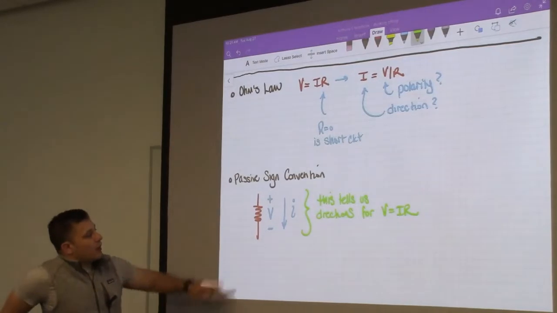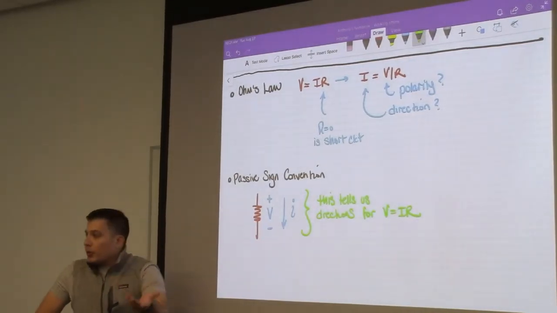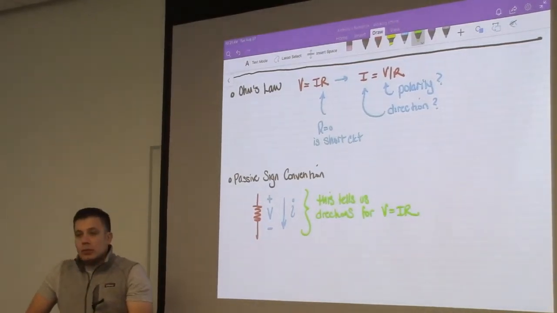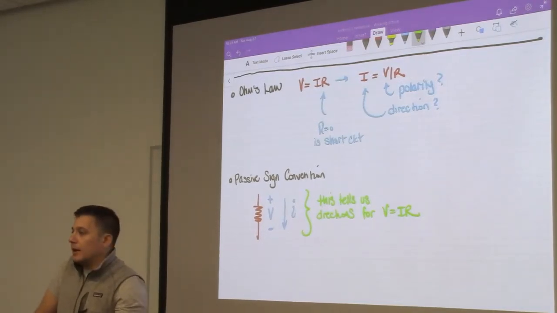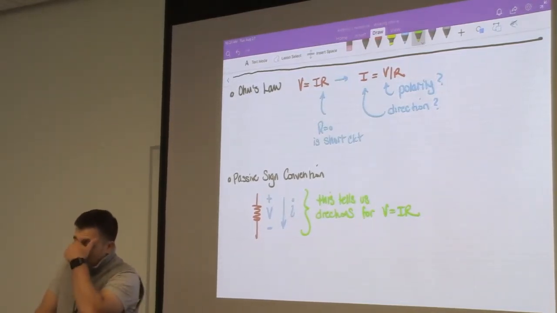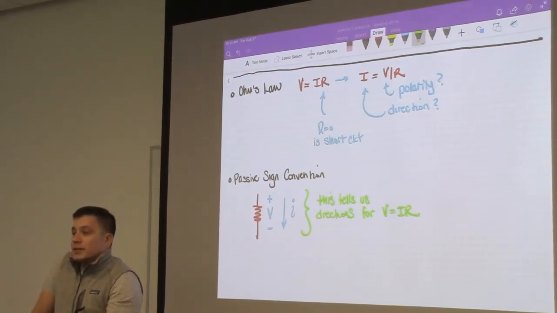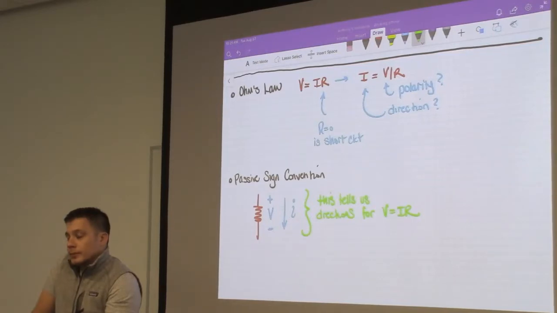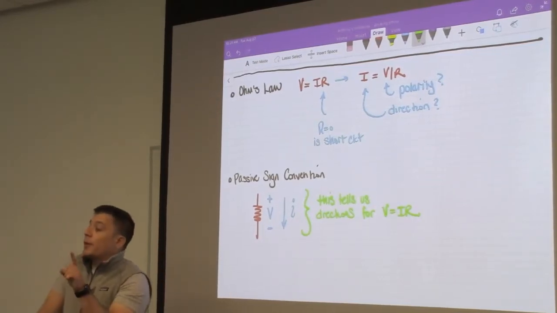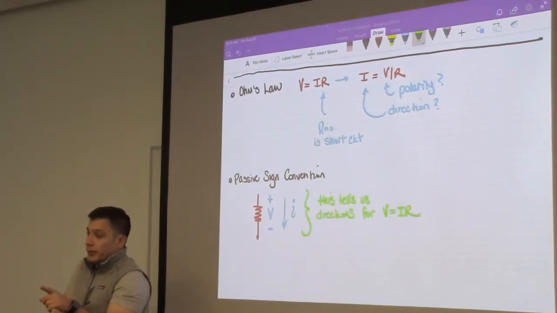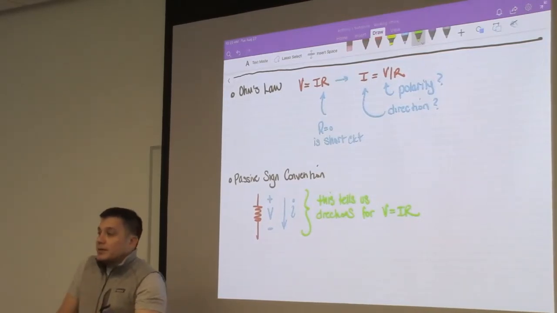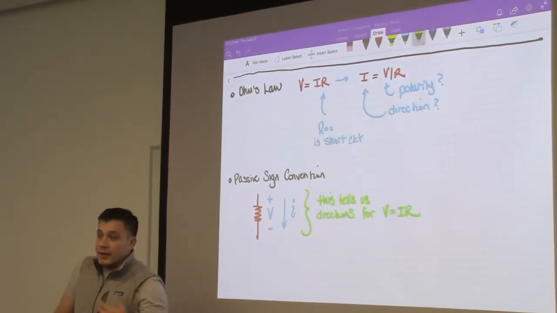Now, obviously, one of these will have to be defined a priori, meaning that it'll either be told to you by the schematic, or by the problem, or you'll have to just assume what the direction is. Yes. So basically, it's just telling you that current's flowing from the positive to the negative, for a passive component only. Passive component means that it's absorbing energy. It doesn't have any other energy source coming into it.